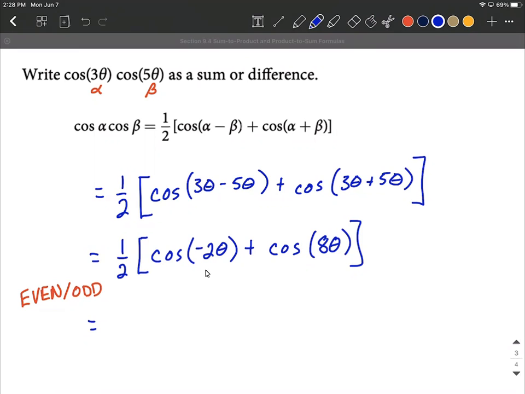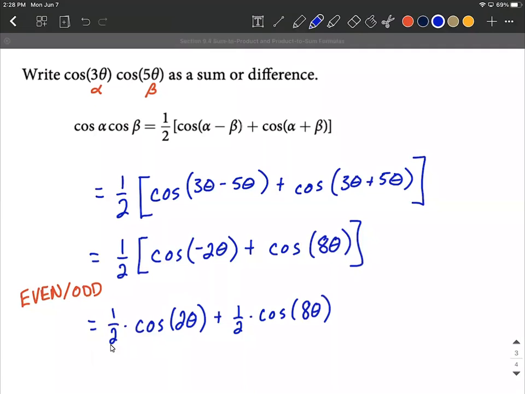Okay, so we can rewrite that. And as I do this to get to our final answer, I'm also going to distribute this 1/2 to each one of these cosines to clear out this big set of brackets. So we can say 1/2 multiplied by cosine of 2 theta, again dropping that negative based on the even-odd identities, plus 1/2, getting distributed again to clear out the big set of brackets, multiplied by cosine of 8 theta.